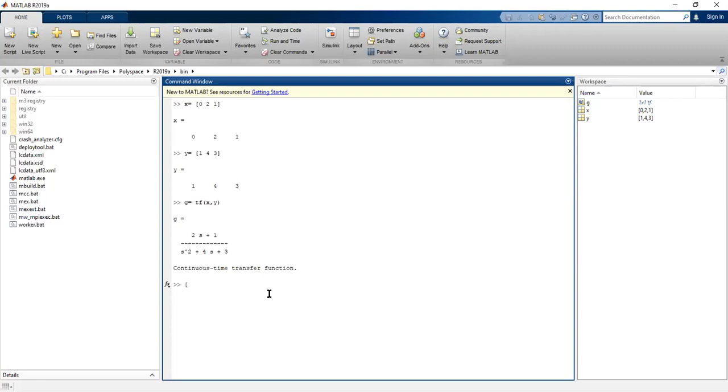A, B, C, D, A comma, B comma, C comma, D. Sorry, take out the comma for the D. Square bracket, close, equal.